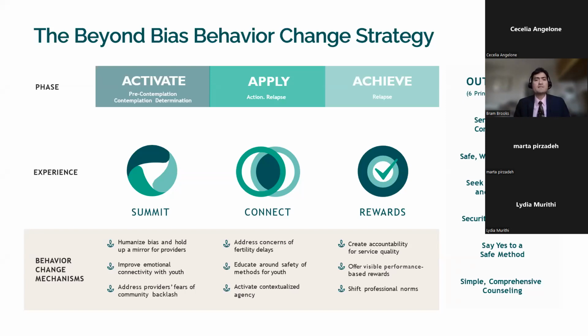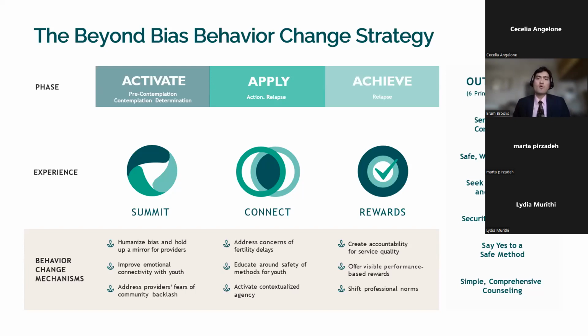So starting with the summit, it activates providers by targeting the stages of pre-contemplation, contemplation, and determination by humanizing bias, improving emotional connectivity with youth, and addressing providers' fears and concerns of community backlash. For Connect, we're targeting the stages of action and relapse, where we're educating providers around the safety of FP methods for youth, addressing concerns about fertility delays, and providing agency for providers to service youth.